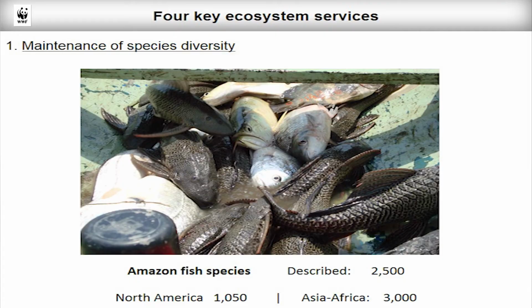Number one, and this is probably the better known one, maintenance of species diversity. Freshwater ecosystems in the Amazon sustain one of the highest diversities of freshwater species on the planet. In terms of freshwater fish species, there are 2,500 species that have already been described. That alone is much more than what is available in North America and is almost what is available in Asia and Africa combined.